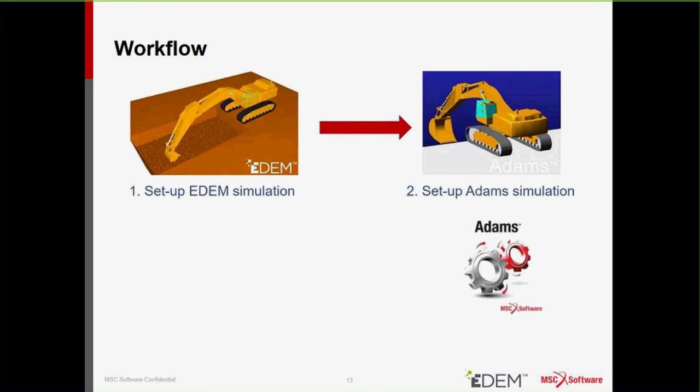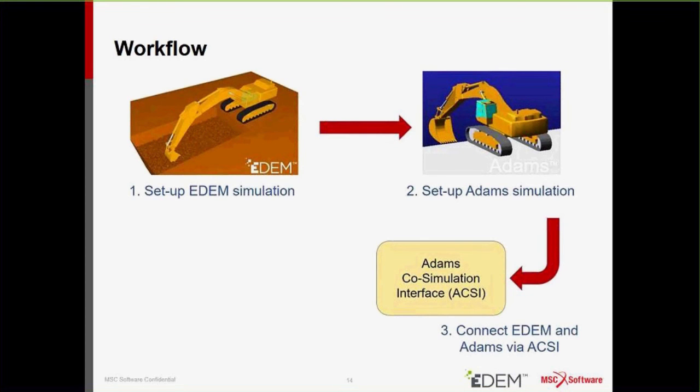So, with the material set up and the equipment ready to go, the EDEM part is complete. The next step is the user setting up their Adams simulation by bringing in again the required geometry components and defining the required physics as per usual. Once both simulations have been set up, the user is able to connect the two together using the Adams Cosimulation interface, the ACSI. As Dejan said, the ACSI was introduced into Adams about 2 years ago and is a general purpose co-simulation platform that enables Adams to be linked with other codes.